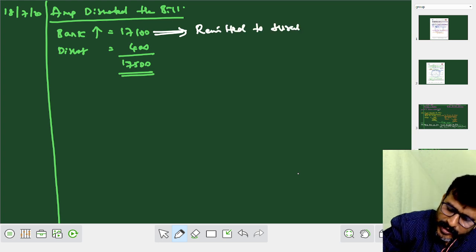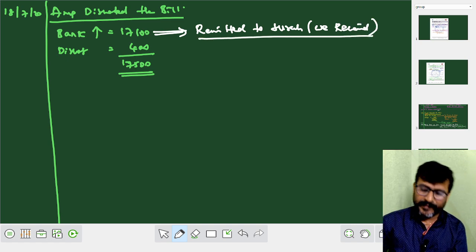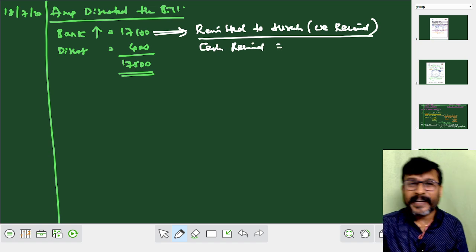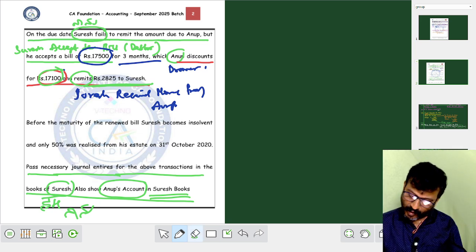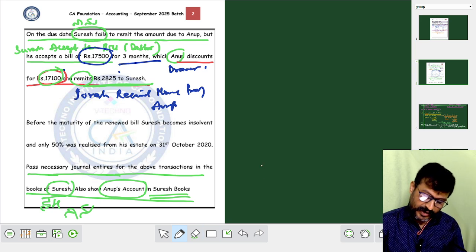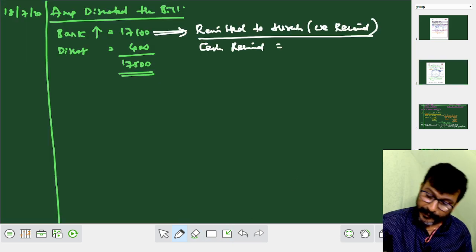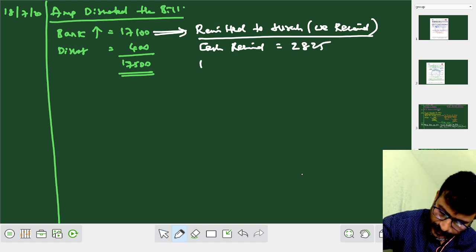Remitted to Suresh means we received. What did we receive? We received cash. How much cash is received by Suresh? Suresh received a cash of how much, my dear student? Suresh received 2,825. Let me write 2,825.